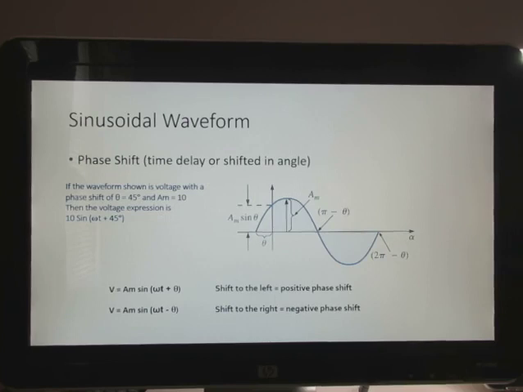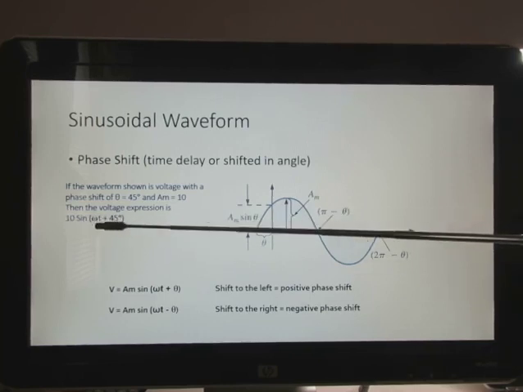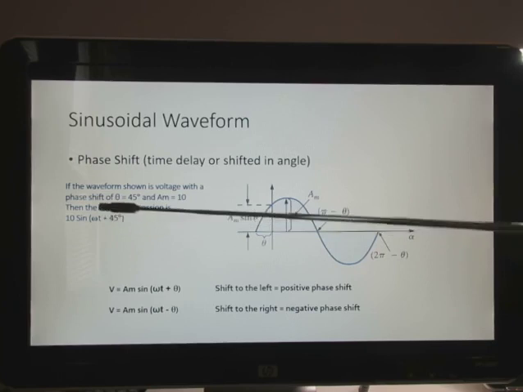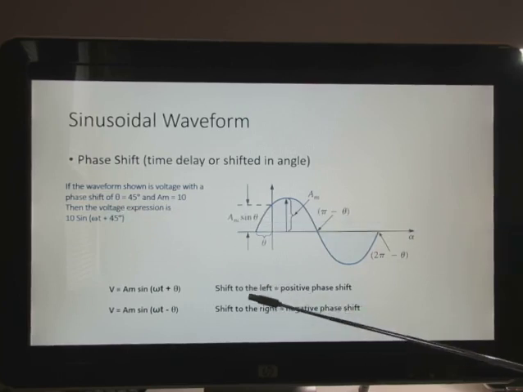Leading and lagging indicate the relationship between two sinusoidal waveforms of the same frequency plotted on the same set of axes. Now, if the waveform shown is a voltage with the phase shift angle of 45, so if that theta there is 45, and we had an amplitude, say A sub m, the amplitude is 10, the expression here would be 10 sine omega t plus 45. So remember, if it's shifted to the left of the origin, it's positive. So I kind of put these definitions here. Shift to the left of the origin is positive phase shift. Shift to the right is a negative phase shift.